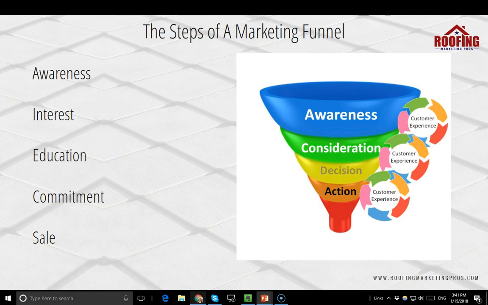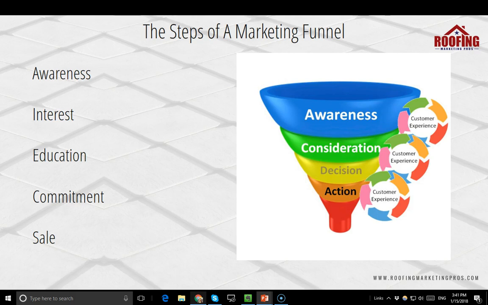Next step is interest. In this case, they're interested in what you have to say. And it's your job to make them interested by providing content that's both valuable and entertaining. So what this basically boils down to is infotainment. Provide content. As a contractor, what are the things you can do to educate your prospects that are considered common knowledge in the industry, but are not considered common knowledge outside the industry? Those are the things you can think about when it comes to the content.